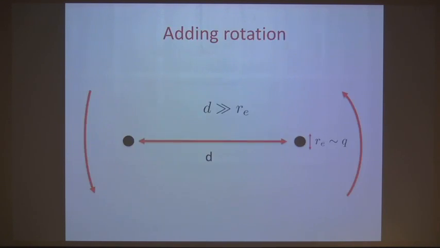So this is not yet a solution. These two objects would attract and fall into each other. But in order to make it into something that looks closer to a solution, you put the two black holes at some distance d, and now you add some rotation. So the two black holes will rotate around each other. You put them at a distance much bigger than the intrinsic size so that the Kepler formula is still valid. So they will rotate at the usual Kepler rotation frequency.